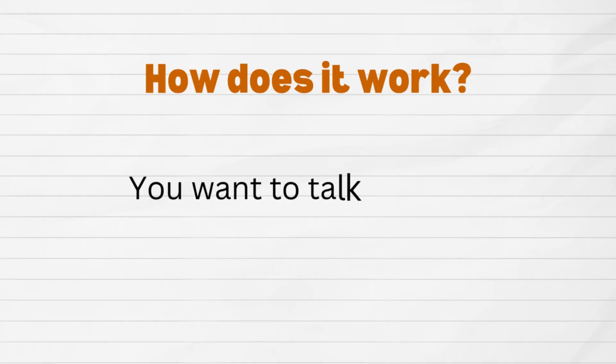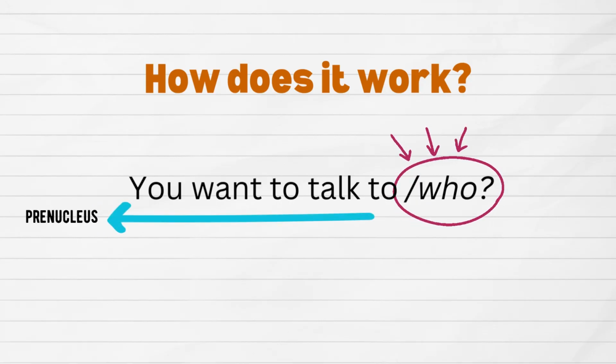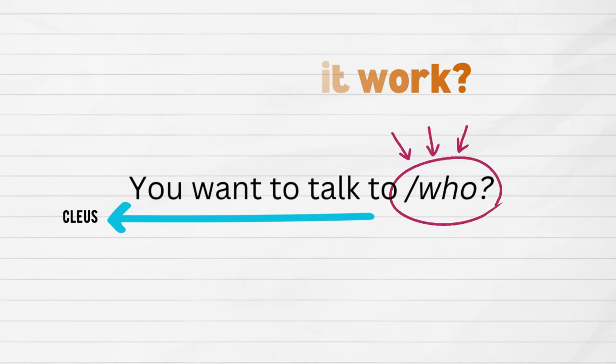How does it work? In English intonation, the nucleus is the part where the tone change begins. In this sentence, for example, you want to talk to who? The nucleus is who. That's where the voice rises. The words before are called the pre-nuclear part. They stay more or less flat, and the rising tone happens only on who. So, when identifying the tone, we ignore the earlier words, and the rise happens at the nucleus.